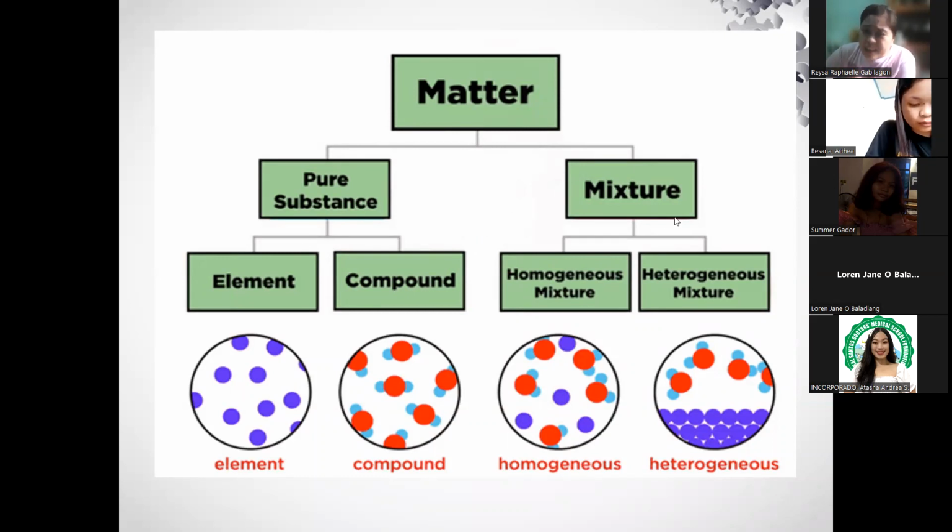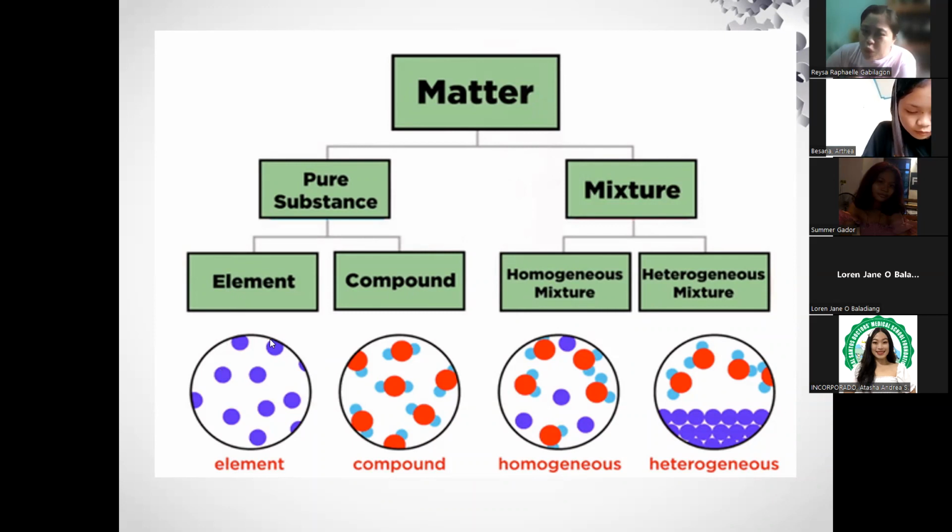Now, pwede din natin i-classify ang matter as mixture. Now, sa mixture, meron din tayong dalawang types. It can be a homogeneous mixture or a heterogeneous mixture. So, isa-isahin natin silang lahat, yung classification ng matter natin. So, kung nakikita niyo sa element class, this is composed of one atom or one type of atom only. That's an element. So this is the simplest matter, the element.